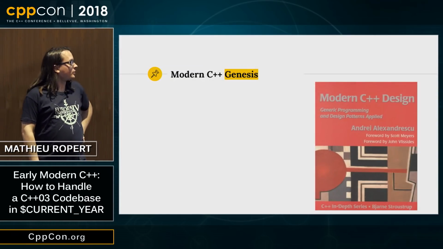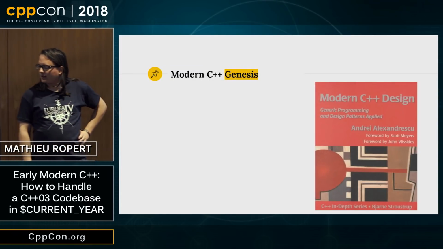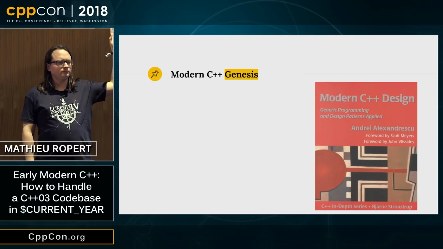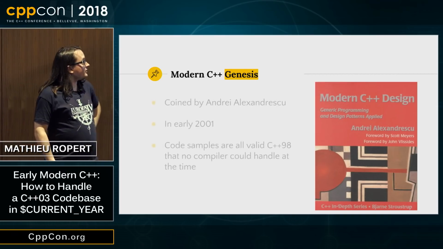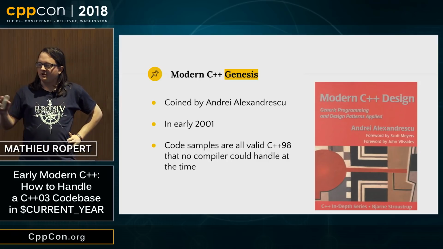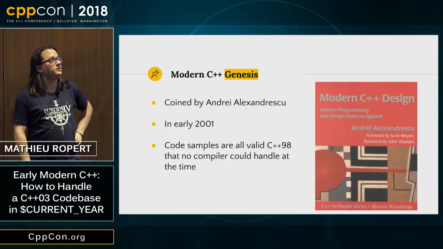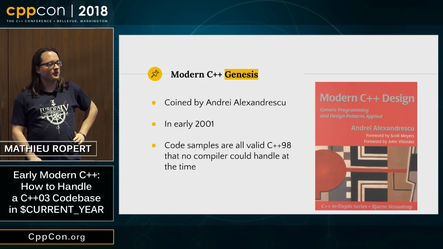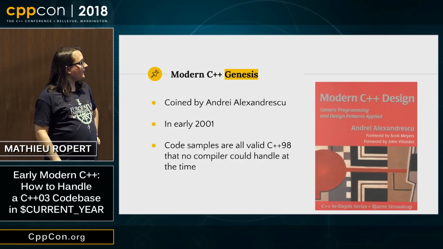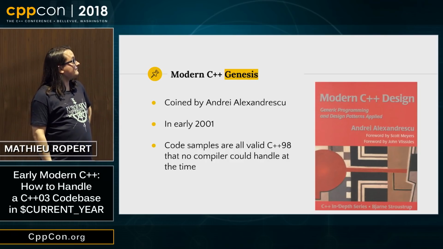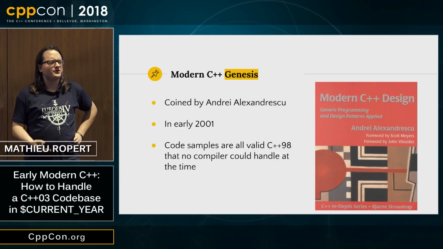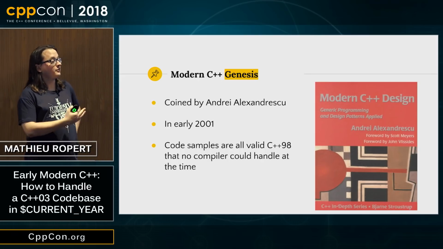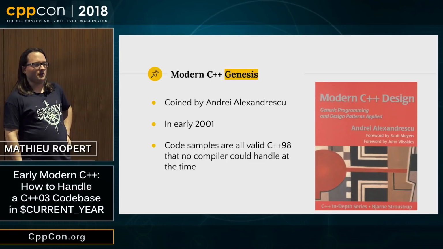All right, this comes from this book, Modern C++ Design, by Alexandrescu. Who here has read this book or heard about it? About half the audience. So yes, the first time we heard the term modern C++ was in this book in 2001, which makes it 17 years today. And fun fact, all the samples inside are valid C++98 that could not compile at the time. But yeah, the definition and the origin of the term are trying to tell us something. The term is 17 years old, 10 years before C++11. So I really don't think that C++11 is modern C++.